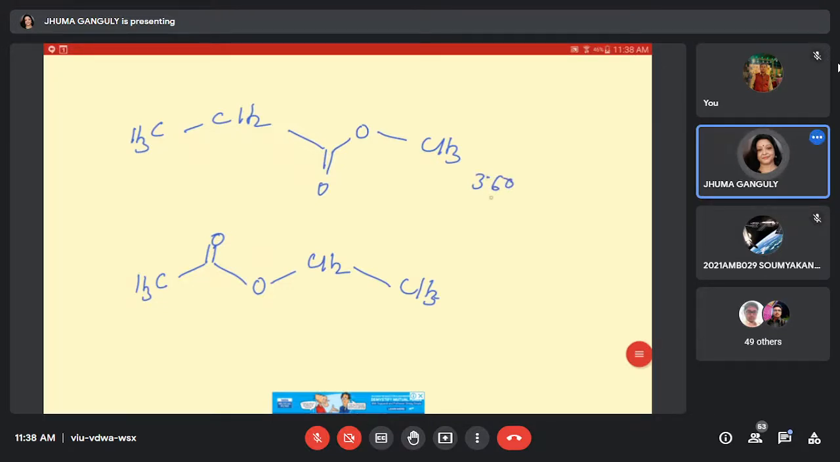Chemical shift value is 3.60, higher because it is highly deshielded by the oxygen. Deshielded means the electrons for this proton are being withdrawn, so the resonance value will be higher with respect to these two. And what is the value of these two? 1.21 and 2.41 ppm. These are all delta values.